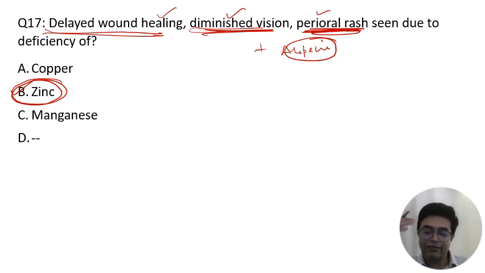So even if that word is not mentioned here, all of these features are pointing towards zinc deficiency in the patient. Zinc is required for skin as well as epithelial mucosal integrity, and that is why you will have rashes, you will have the anterior structures of the eye getting affected, particularly the conjunctiva and cornea.